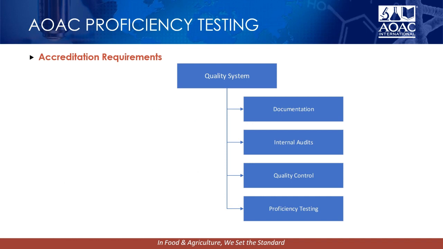So if you're an accredited laboratory, you have to have a quality system. And within that quality system comes a lot of documentation, such as your quality manual, your standard operating procedures, all your methods, policies, etc. In addition to that, accreditation requires laboratories to hold internal audits as a check on their quality system. This is usually done by a quality assurance manager.